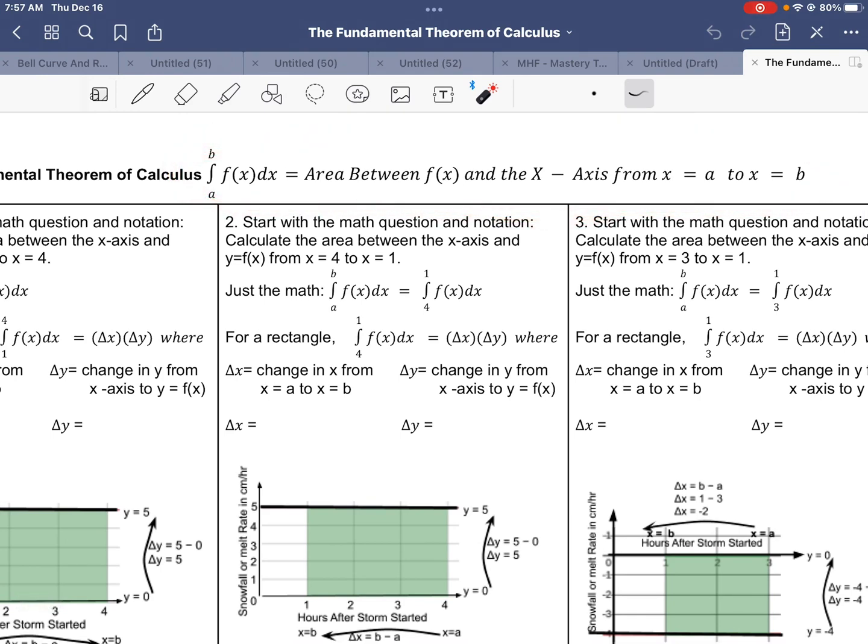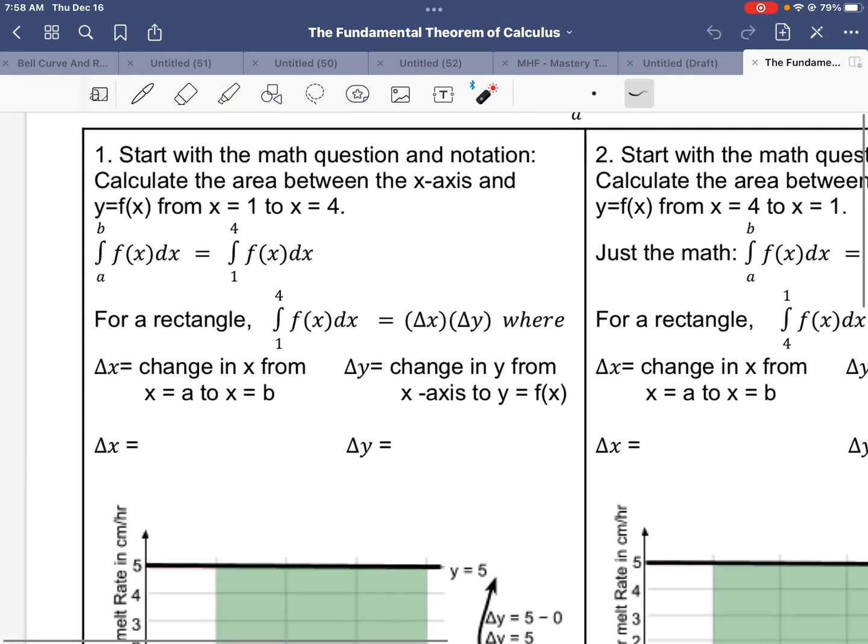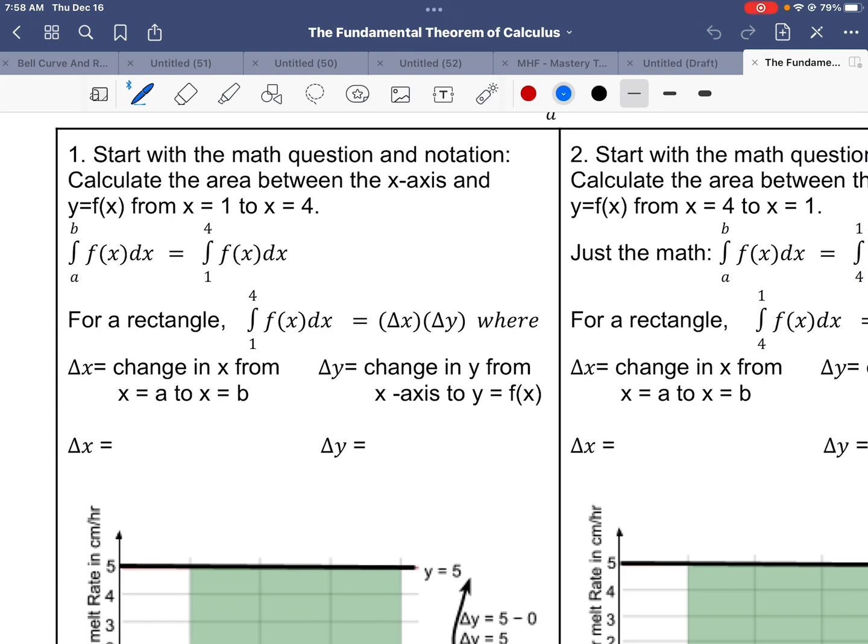Okay, so this symbol here we looked at previously, just briefly, and we know it means get the area between x equals a and x equals b under the curve. We say under the curve, but it's really between the curve and the x-axis for f at x. Okay, so let's go through some examples here. So here's the first one.